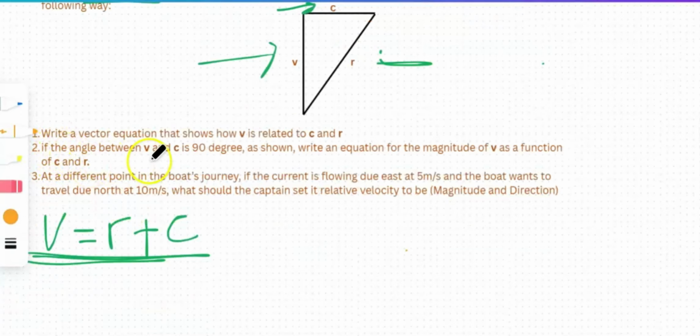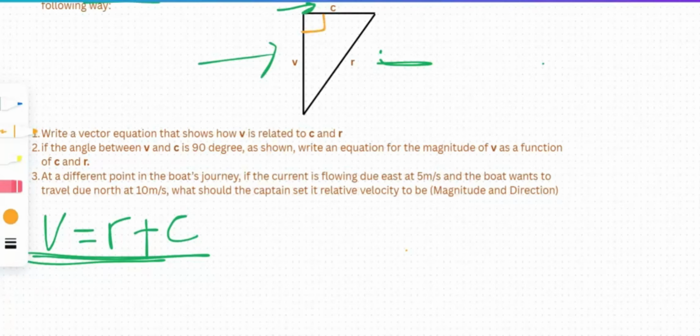If the angle between v and c is 90 degrees, as shown, write an equation for the magnitude of v as a function of c and r. So if the angle between them is 90 degrees, the equation would be v squared plus c squared is equal to r squared, because r is going to be the hypotenuse part of it.